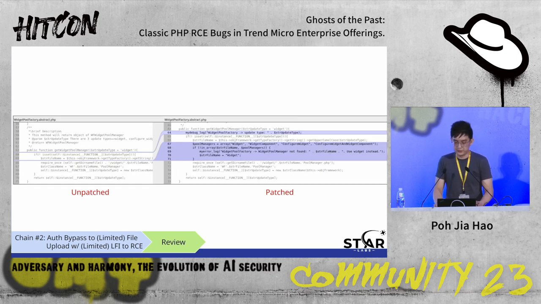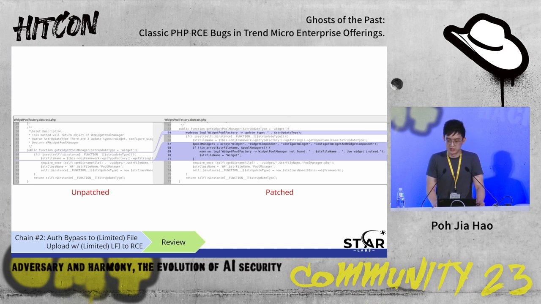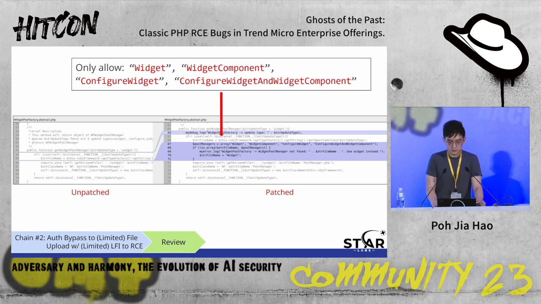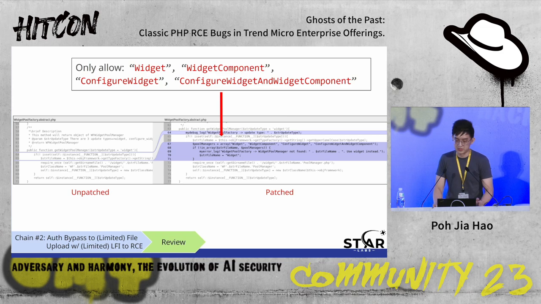Finally, for the LFI patch, we see that the function argument value is now checked against an allow list of strings, similar to how the file upload was patched. This means that we are no longer able to supply a path traversal sequence. I believe this is an effective patch that patches against this LFI primitive.